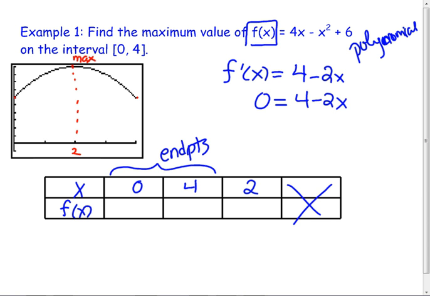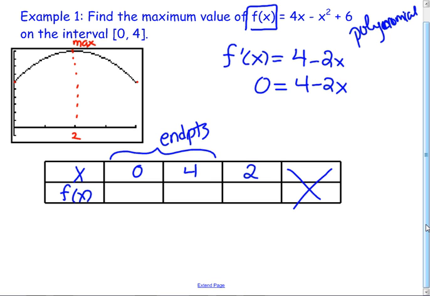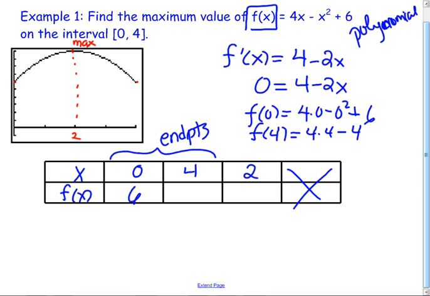Now, how do I know what the maximum value is? Put these critical points in to where? F of x. I want the maximum value of the function, not of the derivative. Okay, so we have to find f of 0. That's equal to 4 times 0 minus 0 squared plus 6. That's what? That's 6. Then I have to find f of 4. So it's 4 times 4 minus 4 squared plus 6.